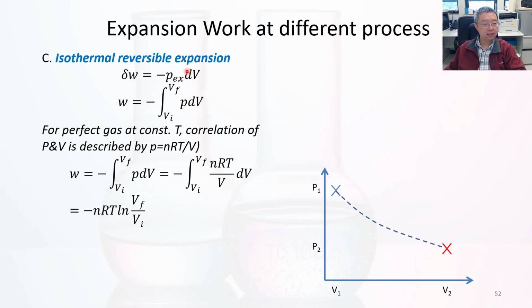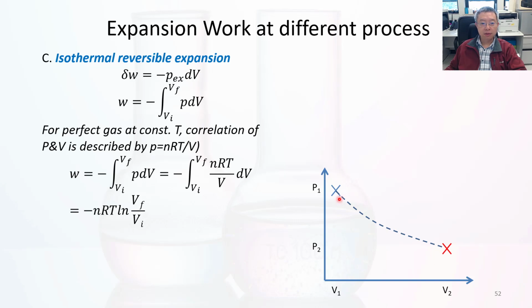And W is equal to minus the integral from VI to VF of P dV. According to the perfect gas law, we know how P relates to the volume, so that becomes minus nRT over V dV. Doing the integration, we get W equals minus nRT log VF over VI. And essentially, we have the P-V diagram.